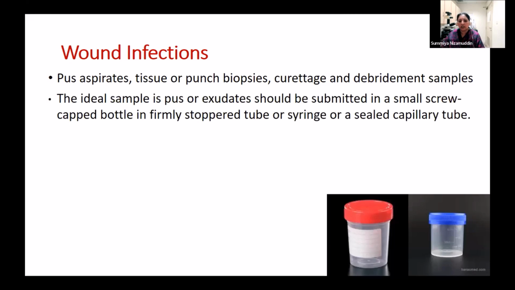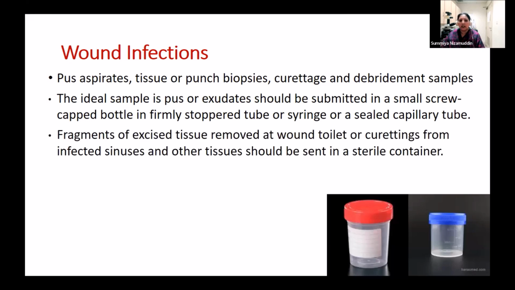So the ideal sample is pus or exudate, and it should be submitted in a small screw cap bottle that has been tightly closed. Fragments of excised tissue removed at wound toilet or curettings from infected sinuses or other tissues should be sent in a sterile container.